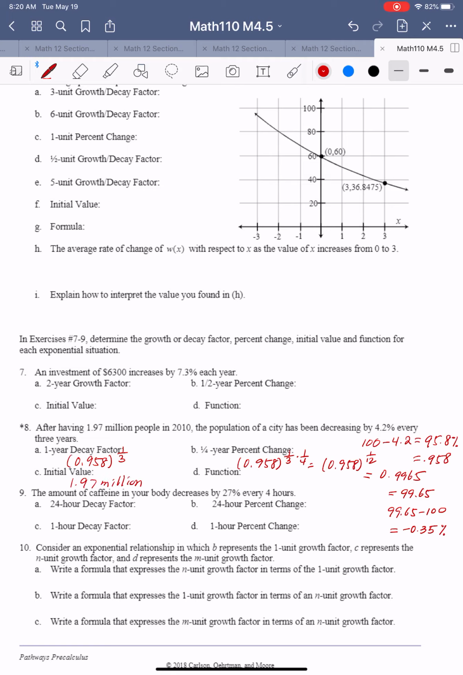The function that I can make is 1.97 million times 0.958 to the x over 3. This makes the 1 unit growth factor, if I go back to the a, 0.9862. So either way you can use, but this one is going to be the power one. All right, so that's all for module 4 and investigation 5. So thank you for listening.